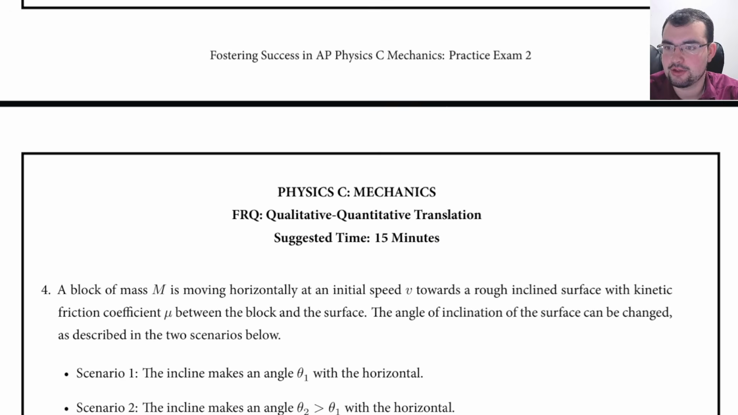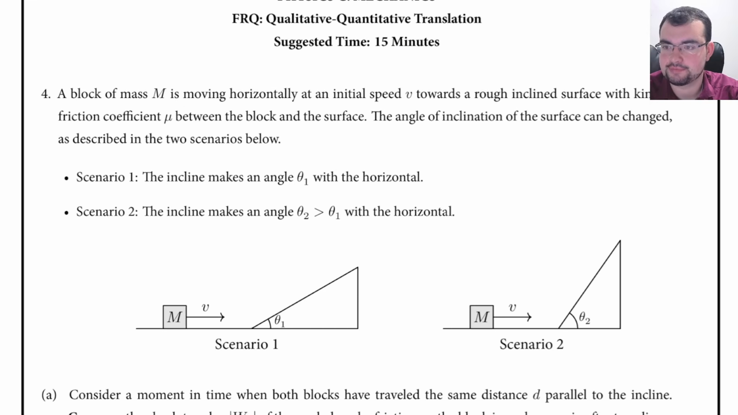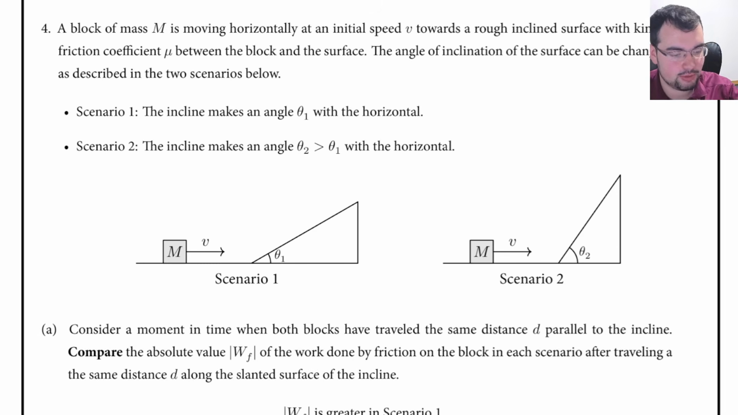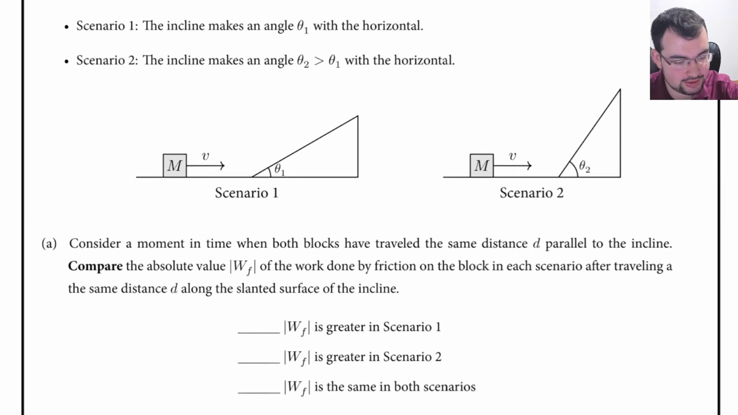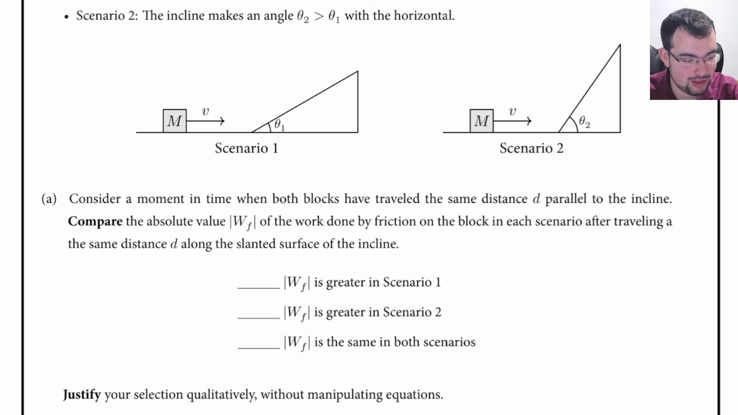All right, last we got the QQT, where we are sending a block at 2 different inclines. We have a shallow incline, and then we have a sharp incline. For A, we want to consider the moment in time when both blocks have traveled the same distance d parallel to the incline. That means we've gone the same slant distance. Compare the absolute value of the work done by friction on the block.